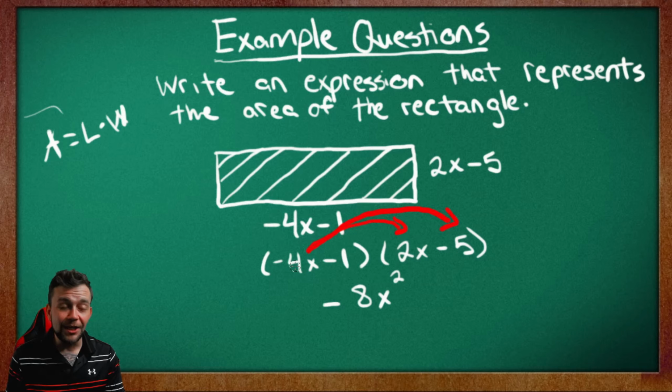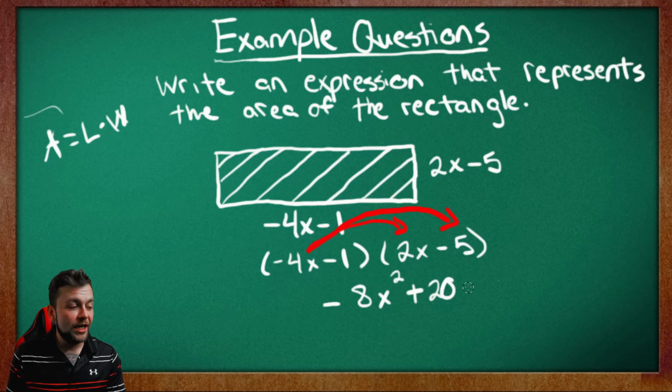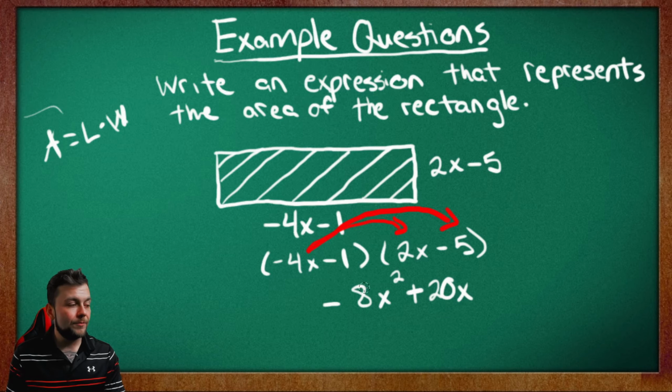So what is a negative 4 times a negative 5? That is a positive, because remember the negative signs cancel out. That is a positive 20x. Okay.